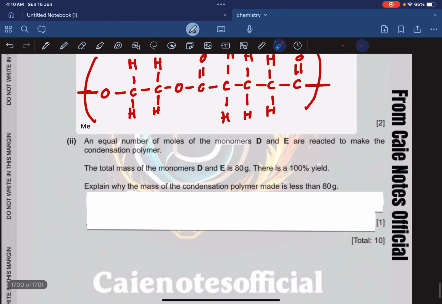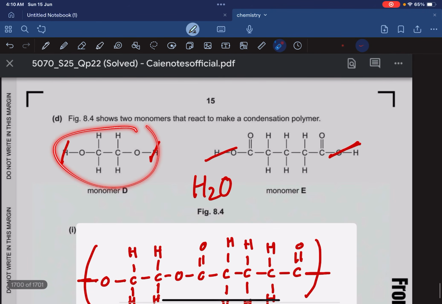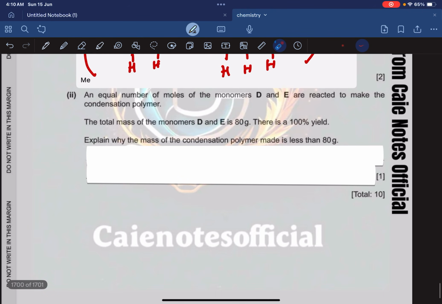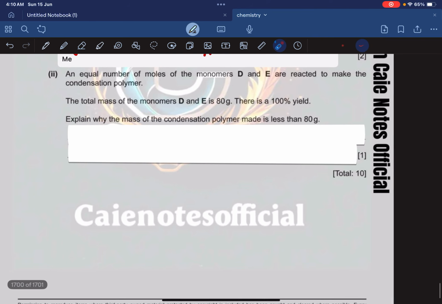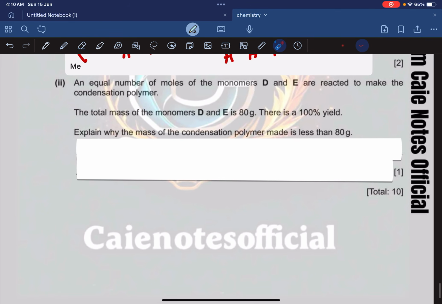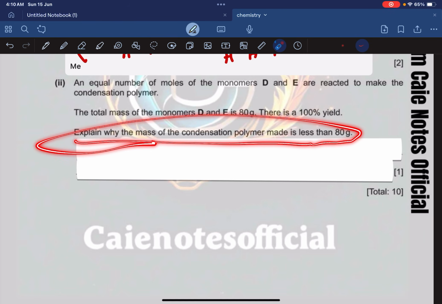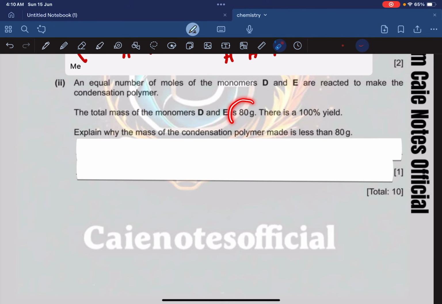So they say that you have equal moles of this and this reacted to make the condensation polymer. The total mass of the monomers D and E is 80 grams. There is 100% yield. Explain why the mass of the condensation polymer is less than 80 grams. Because if you're taking 80 grams of the monomers and your yield is 100%, that means the 80 grams should convert into product. So why is it not 80?